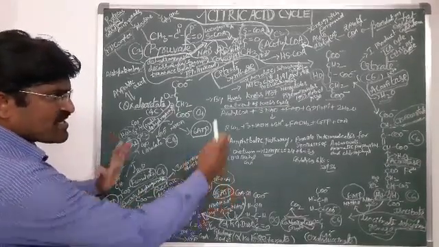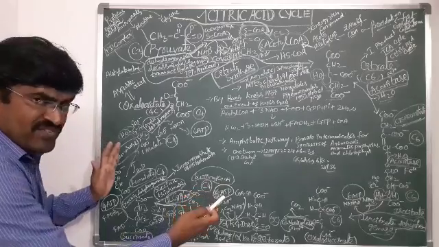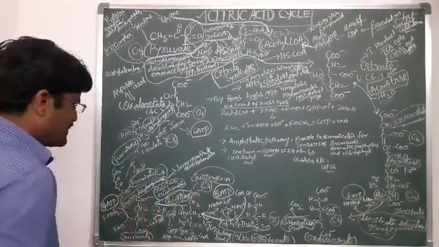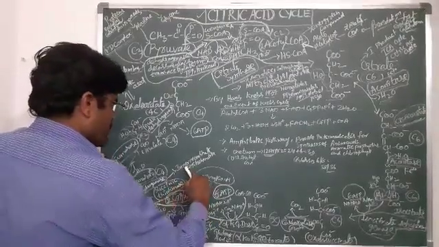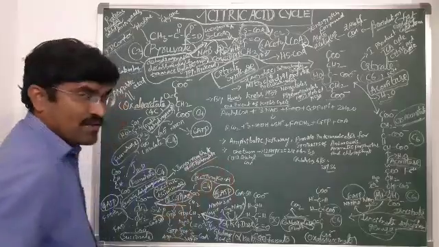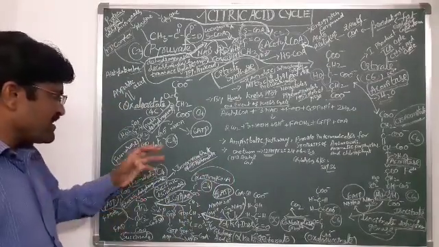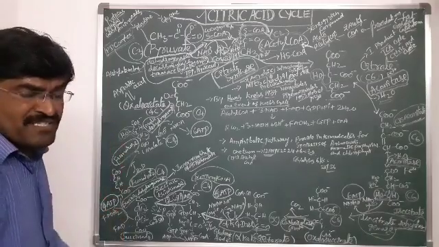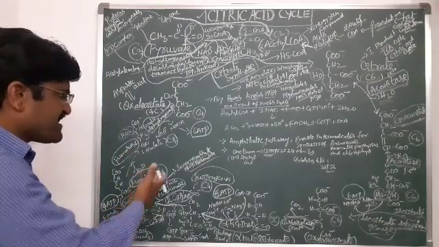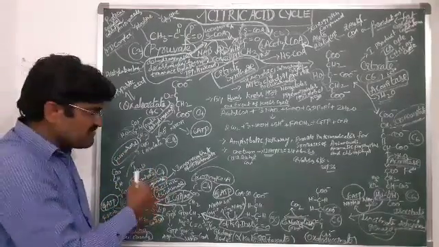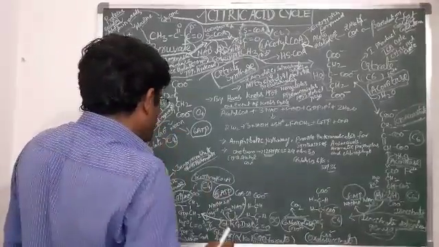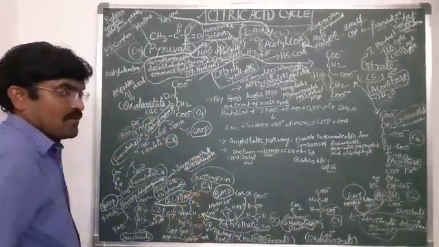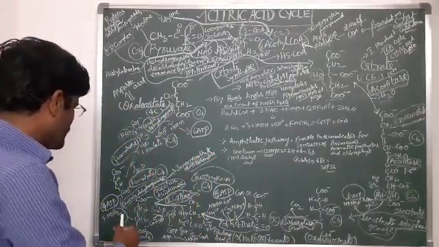One more special point: whatever enzymes are present in the matrix of the mitochondria, except this succinic dehydrogenase, because it is present in the inner membrane of the mitochondria. This is another important enzyme present only in the inner membrane. The rest of the enzymes are present in the matrix of the mitochondria. Now let's come to the further structure.